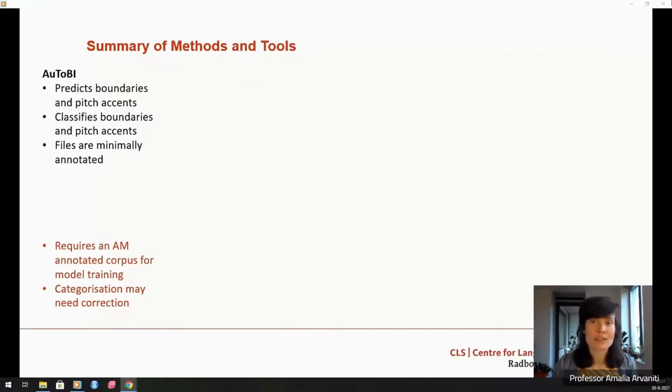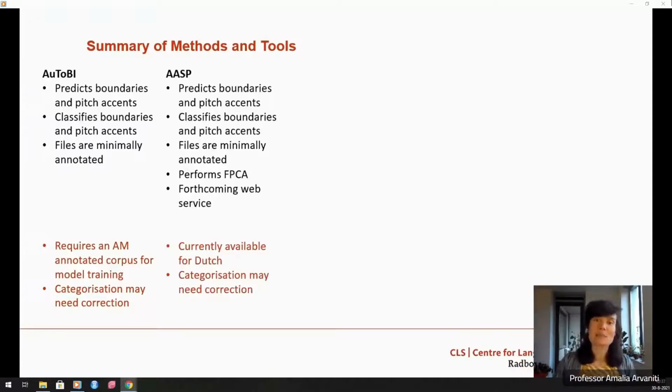The categorizations that it outputs, this is for American English, may need to be checked. So while it detects boundaries and pitch accents and their location with quite a high degree of accuracy, the final labels that it associates may need to be checked by an expert annotator to ensure their accuracy.